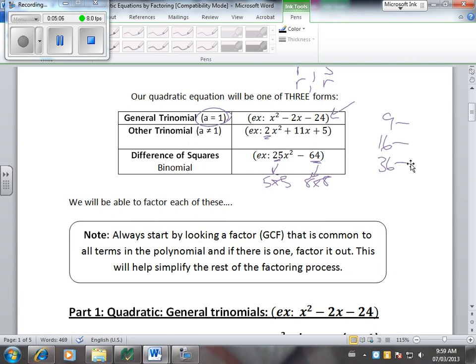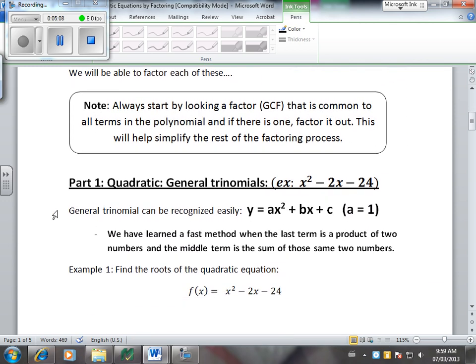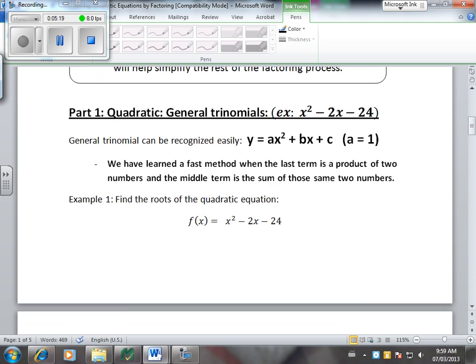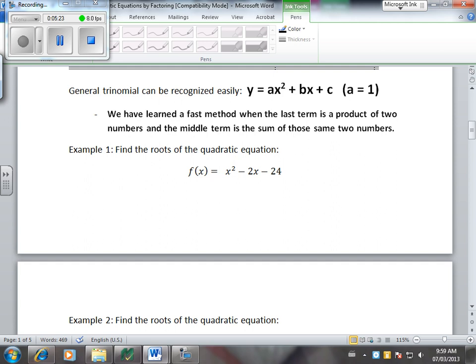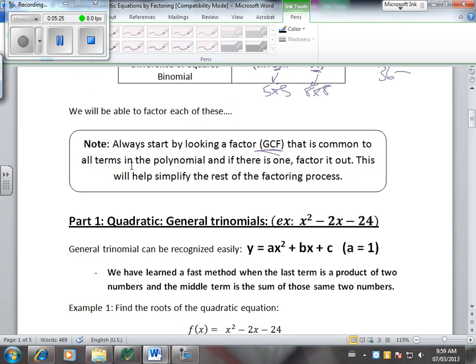Okay, now we can factor each of these, and the best way is to look for the greatest common factor. Okay, so try to reduce it, and then that simplifies everything for you. So let's look at the general polynomial. And there's a caveat here.